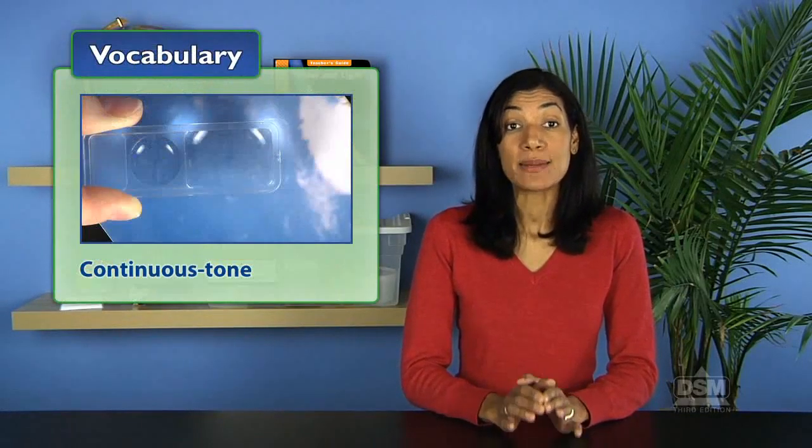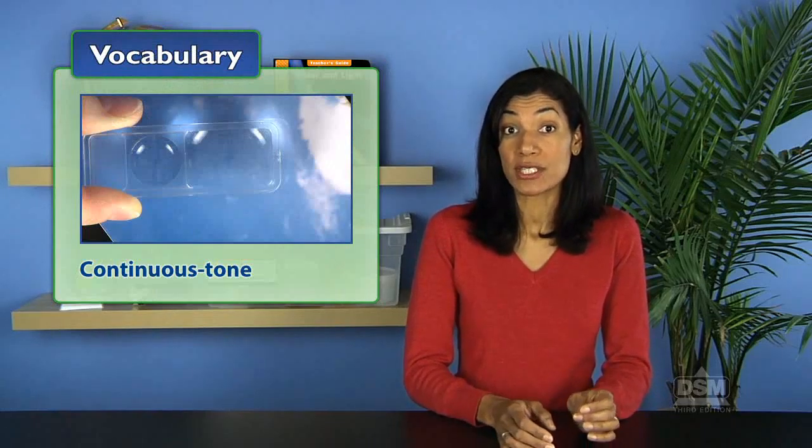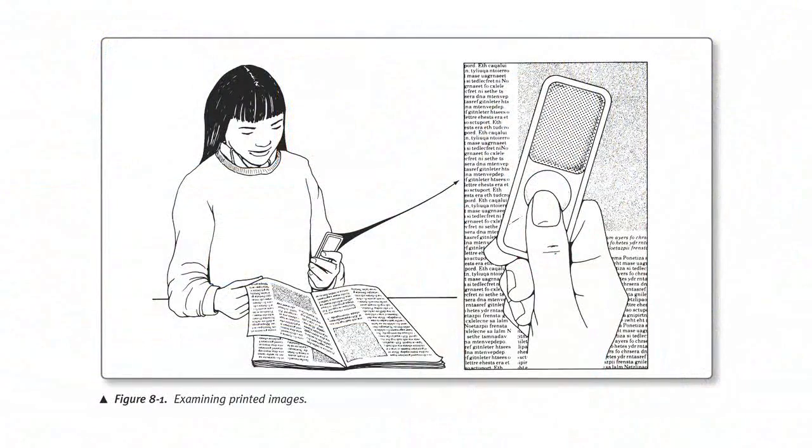Finally, define a continuous tone image as an image reproduced using gradations of tone rather than patterns of dots. Explain that photographs are continuous tone images and are not printed in the same way as magazine and newspaper pictures, which are halftone images composed of dots.